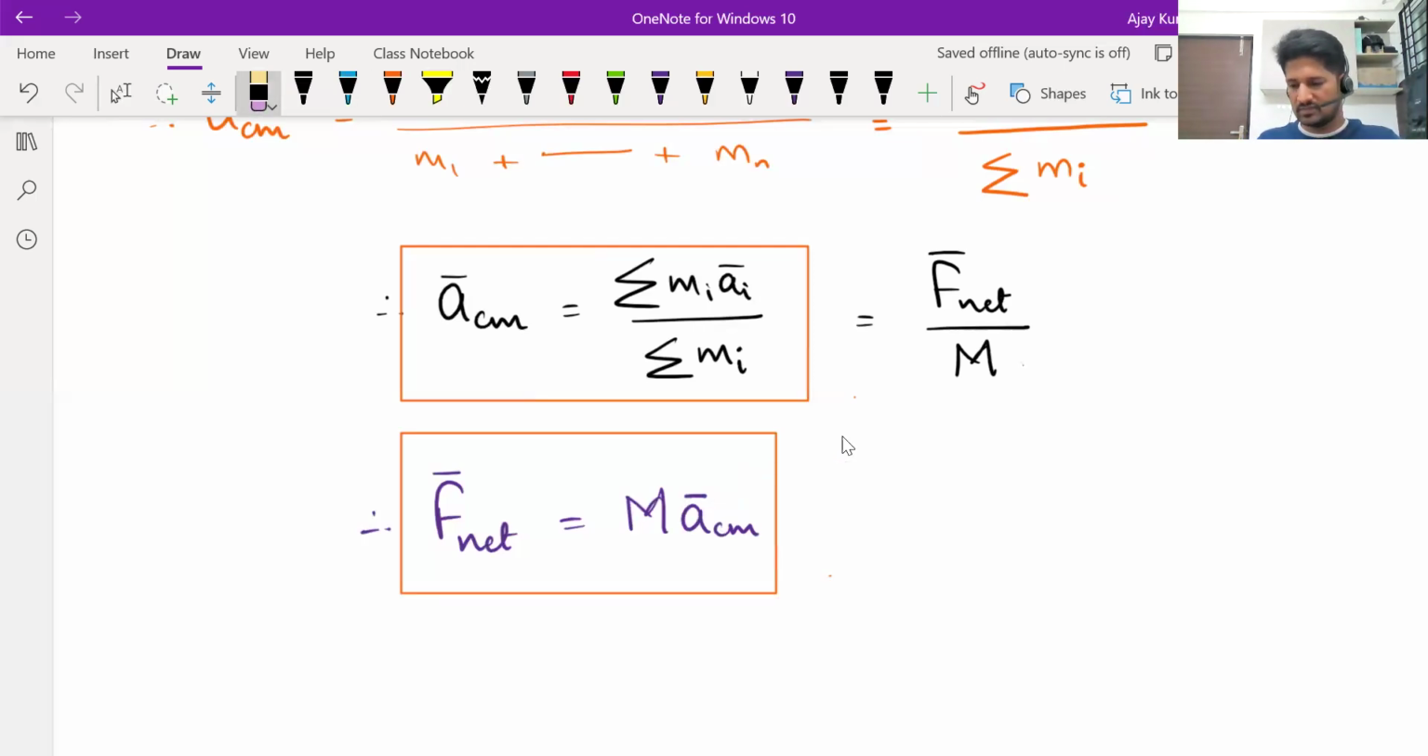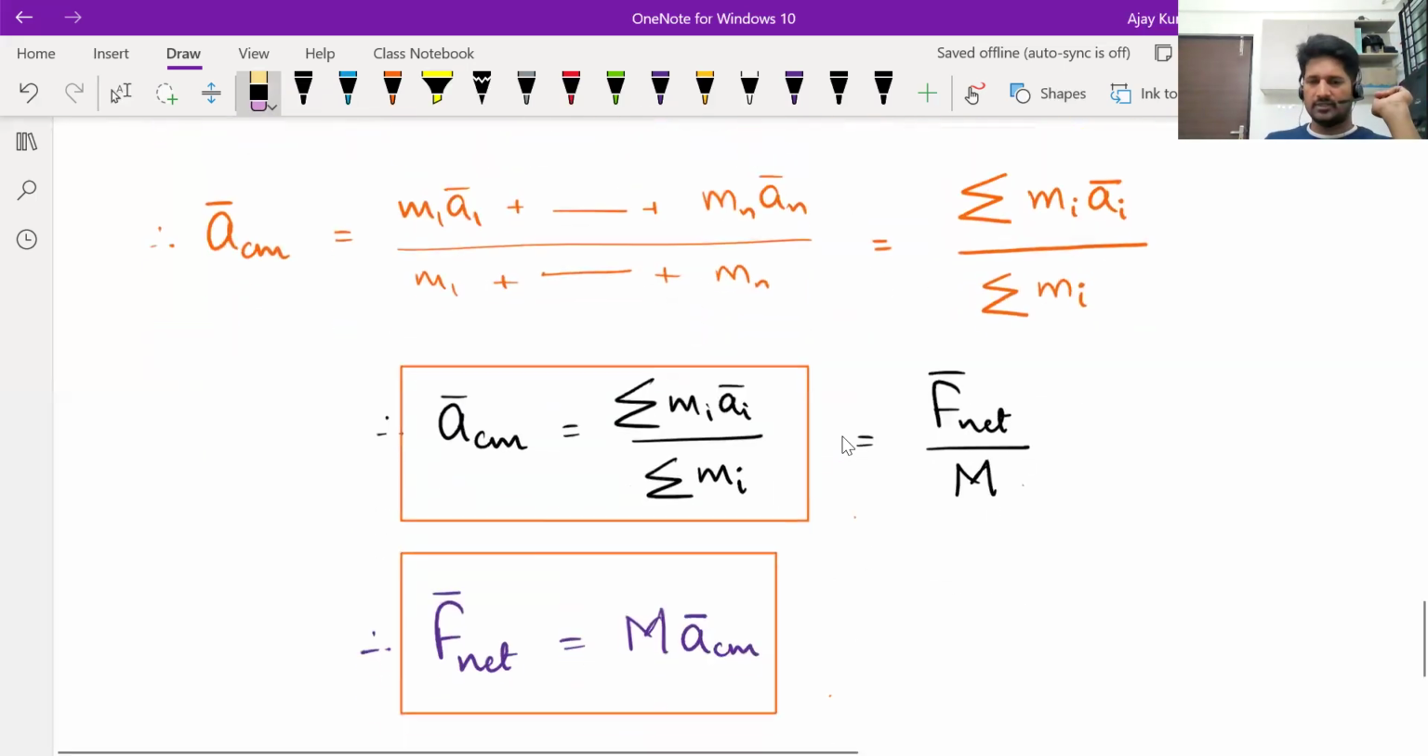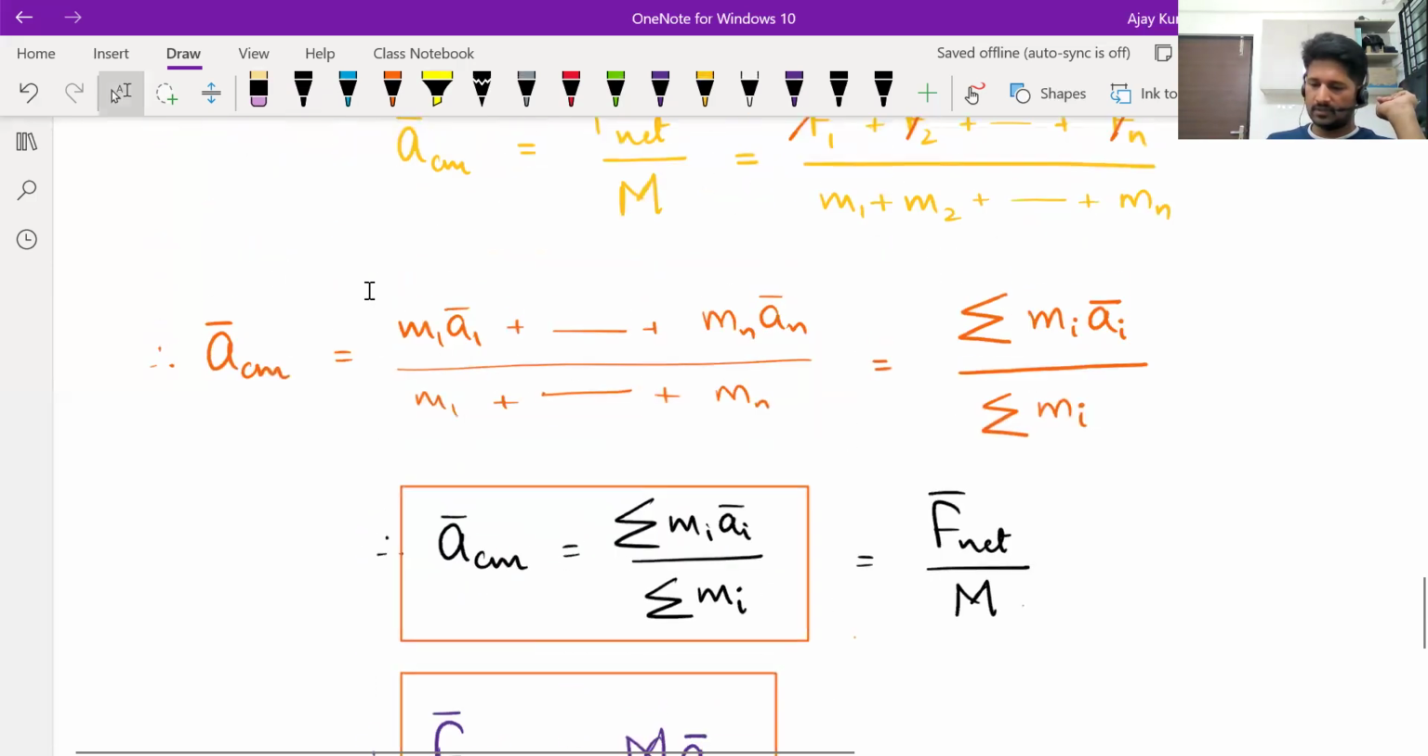So this is an obvious use of this point called center of mass. If you want to use Newton's second law, you need to know the center of mass. And this comes from the definition of center of mass. We still have not discussed a way to find out where the center of mass is. We just know what acceleration it will have. I'll use this expression for acceleration.